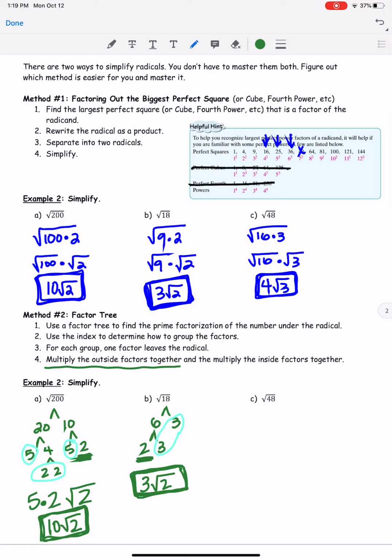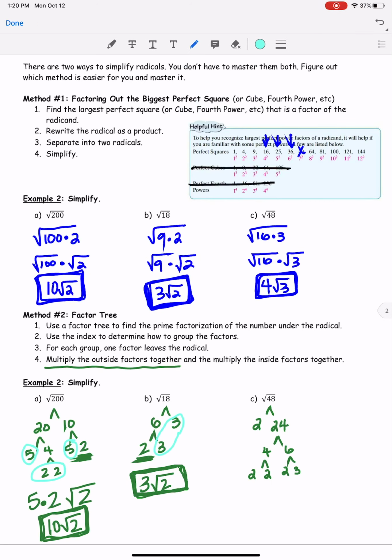And then 48. So again, we've already done this, right? But when I would look at this, I would say, I don't know what goes into this. I don't know what times what gives me 48, but I do know it's even, so I can divide in a 2. So 2 times 24, and now I can work with 24 a little bit easier. 24 is 4 and 6. 4 is 2 and 2. And 6 is 2 and 3.